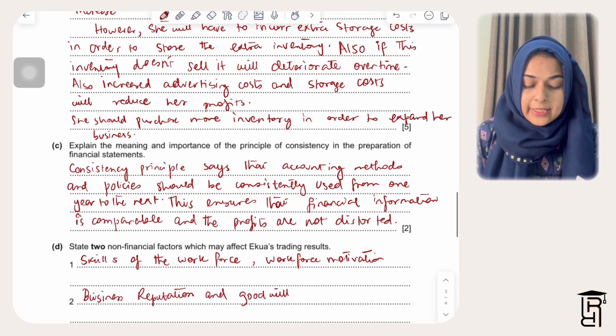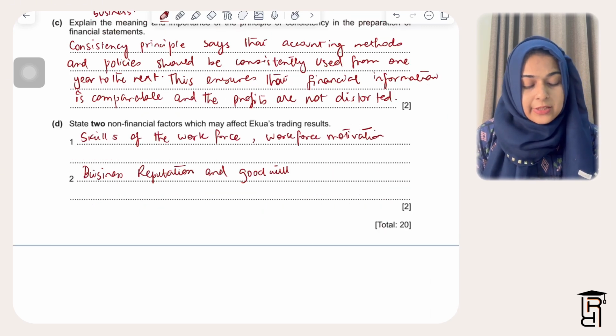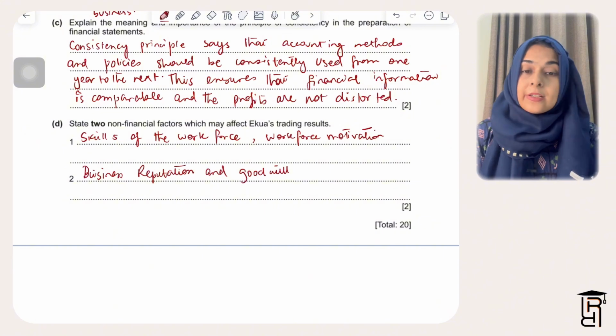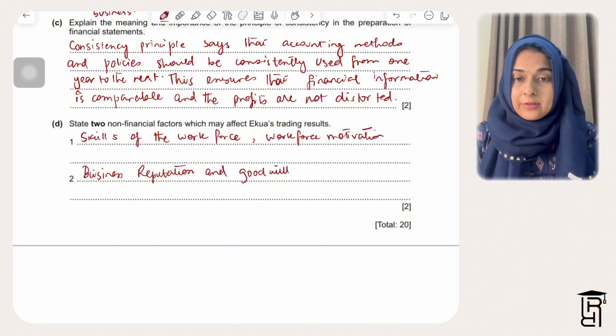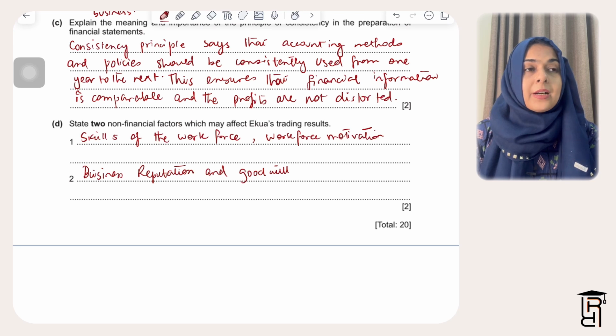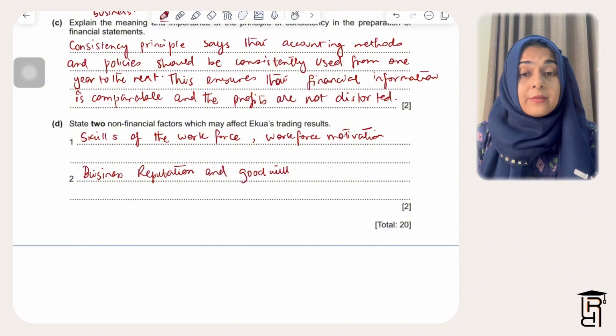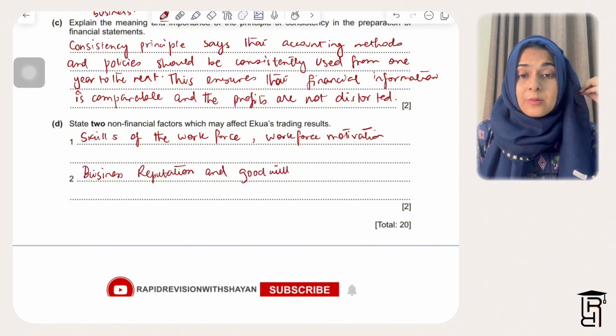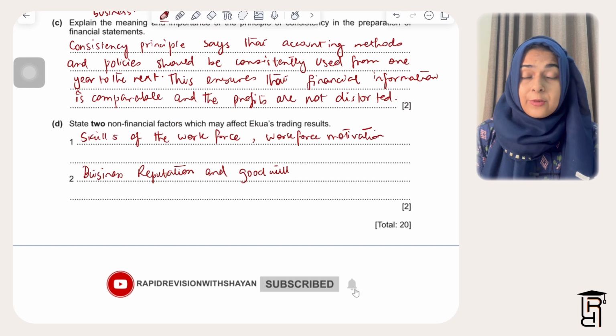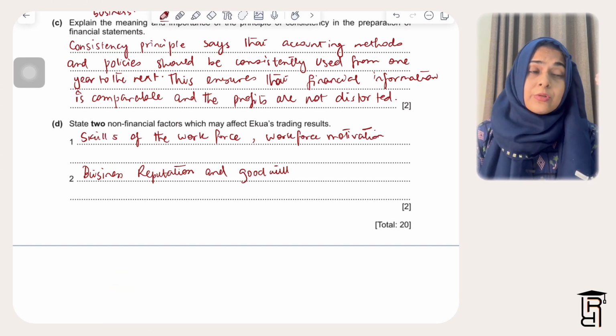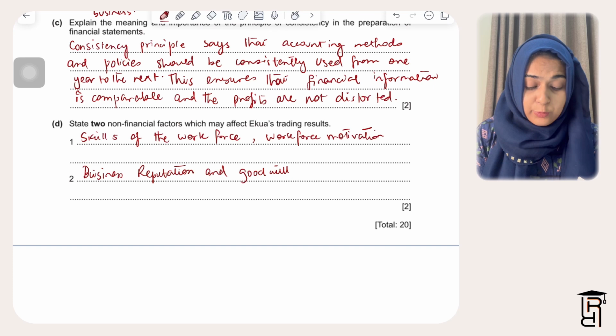In the next part, they are saying state two non-financial factors which may affect Equa's trading results. So there are lots of things; the state of the economy, for example, is a non-financial factor. We can't give any value to it. Similarly, the skills of the workforce. If the workforce is very skillful, it is still subjective. You can't give a numerical value to the skills of the workforce. Also, the morale of your workforce, the workforce motivation. You cannot give a specific value to your workforce motivation. So that is a non-financial factor.